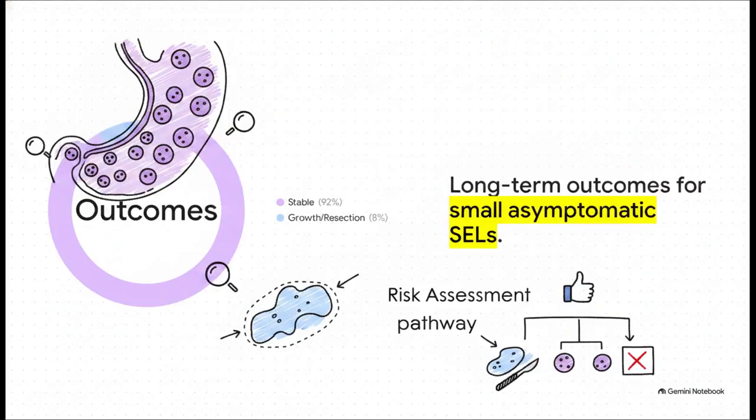We have some fantastic recent prospective data that illustrates the natural history of these small lesions. Look at this. A whopping 92.1% of these lesions stay completely stable during long-term follow-up. But that remaining 7.9%, so about 1 in 13, will show interval growth or actually need resection. So this data totally validates active surveillance for small, low-risk lesions, but it also highlights exactly why we need vigilant risk assessment to catch that 7.9% before they progress.